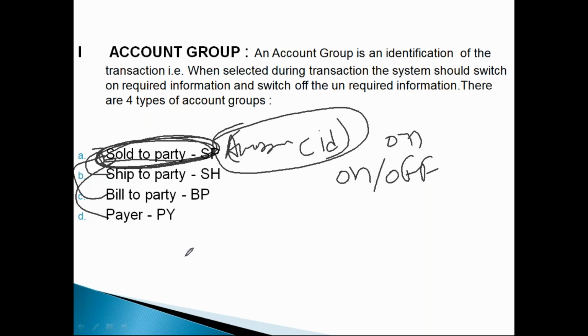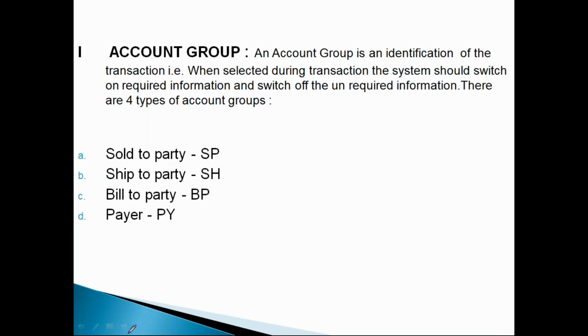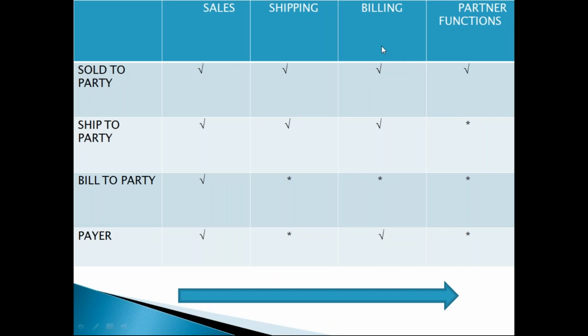This is the customizing part. As we customize, it appears in the front end. So underline the words switch on, switch off. What is to be on and what is to be off, you'll understand now. If I take you to the next slide, this slide will give you a brief understanding about what is to be on and what is to be off. See here: sales, shipping, billing, and partner functions.